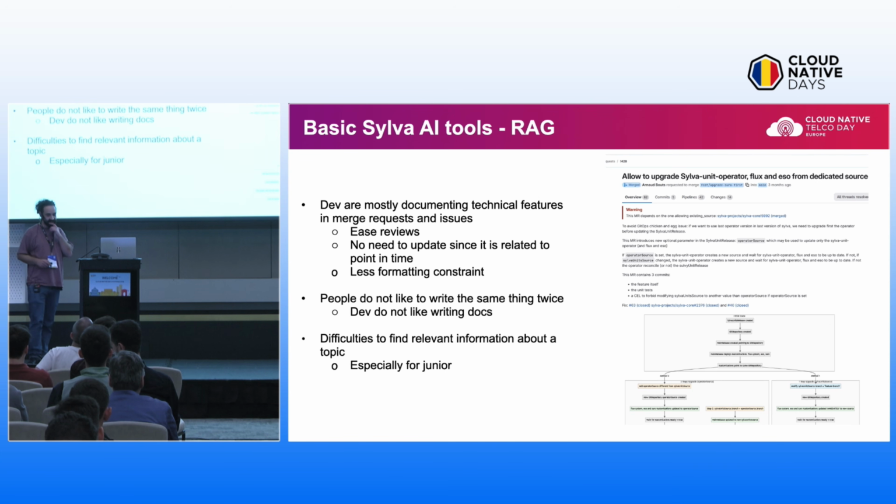This was actually an example of such a case, because for the Sylva unit operator upgrade, you couldn't find any kind of documentation anywhere except for this MR alone. So you had to ask around the team to see who would know about this, and then you'd get pointed to the guy that created the MR initially, and he would tell you, this is working like this because of such and such.